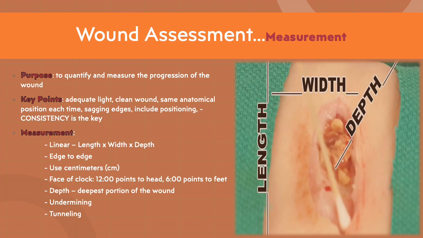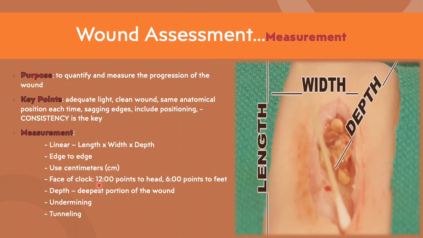The next step would be to measure the wound. The purpose of measuring a wound is to quantify and measure the progression of the wound. Key points are make sure you have adequate lighting, clean the wound first, use the same anatomical position each time, hold back sagging edges, include the positioning in the documentation. Consistency is the key. A wound is measured with the linear technique, where we measure the length, width, and depth, edge to edge, measured in centimeters.